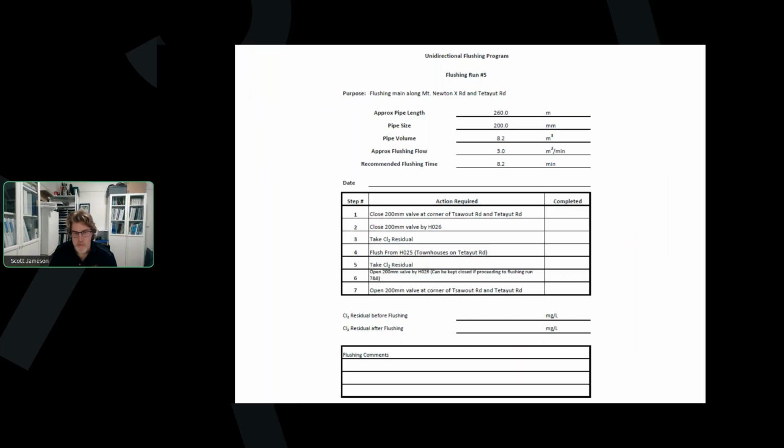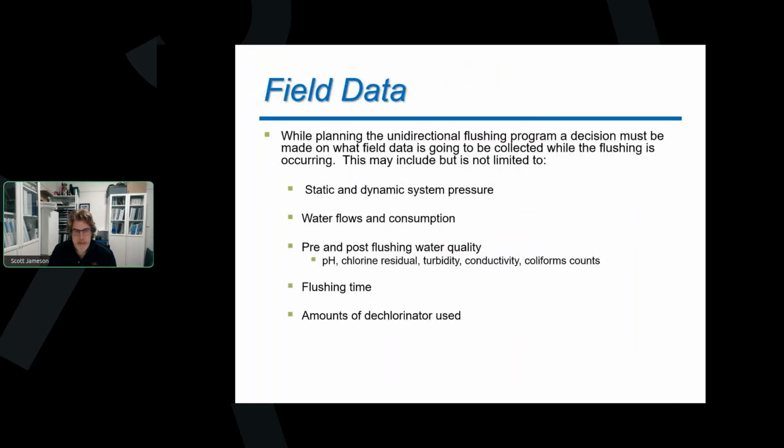Have some space to write out whatever field data you're going to collect. Whatever you're going to collect, we want to be able to write that down and look at that later, and also have some space to write any notes about anything unexpected that occurs while you're doing the flushing program. For the field data, we want to look at things like system pressures. So what was the pressure in the system while you were flushing? What was the water flow? That is a critical piece of information we need, right? How much water were we discharging from our flushing point?